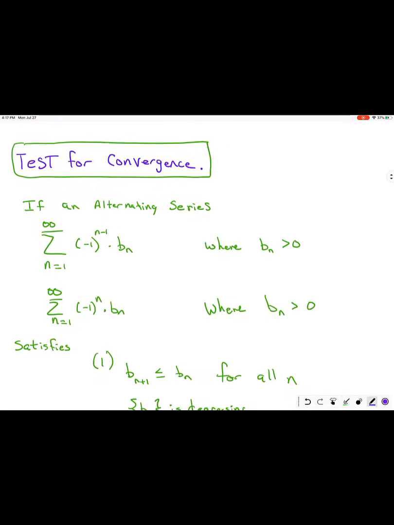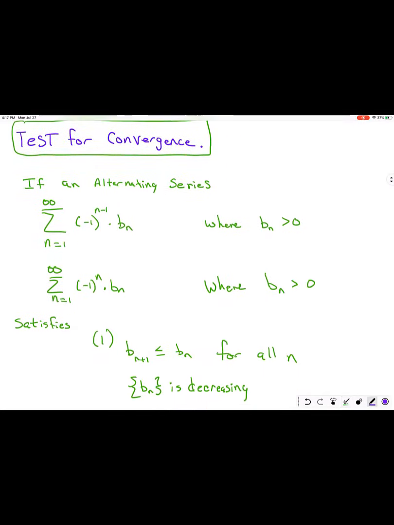So we have a test for convergence. If an alternating series is the summation from n equals 1 to infinity of minus 1 raised to the n minus 1 times b sub n, where b sub n is positive, or the summation from n equals 1 to infinity of minus 1 raised to the n times b sub n, where b sub n is positive. The only difference between these two situations is whether we start with a positive or a negative.